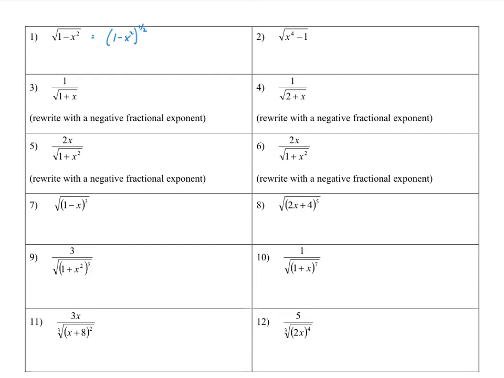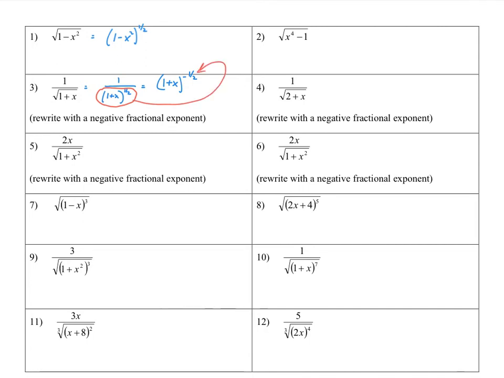Number 3, 1 divided by the square root of 1 plus x. That's the same thing as 1 divided by 1 plus x to the 1/2 power. That is the same thing as 1 plus x to the negative 1/2. So I'm remembering that we have a base with a positive exponent, throw it in the numerator, make the exponent negative.